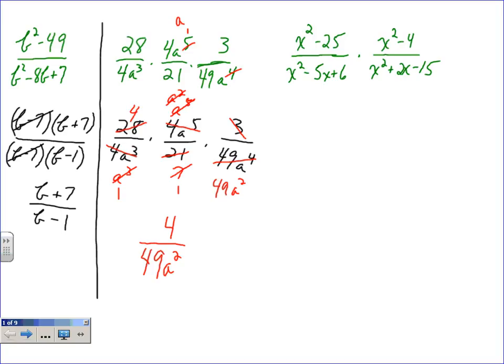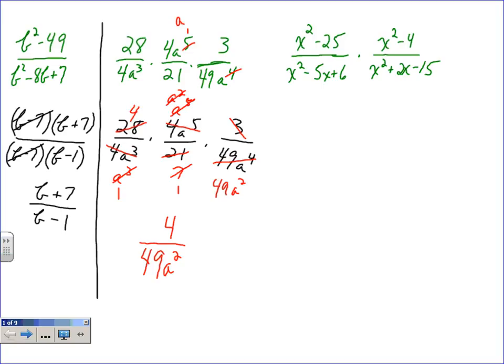If you have a to the 5th over a to the 4th, it's a to the 1st. It's just a. It's not a 1. But if you have a over a, that's 1. The a's will cancel out. We've done that before. Okay. Let's take a look at the next one.